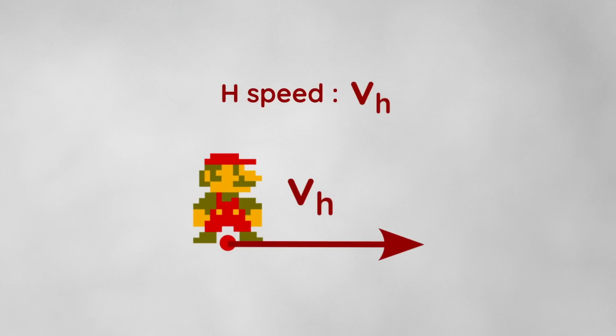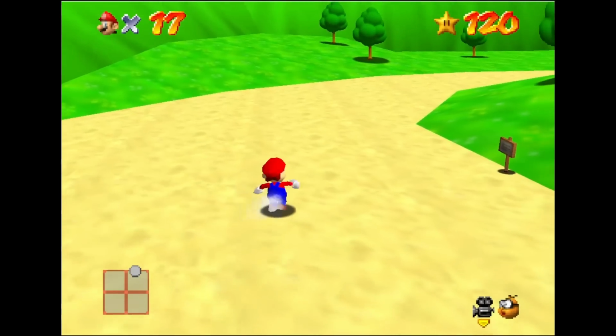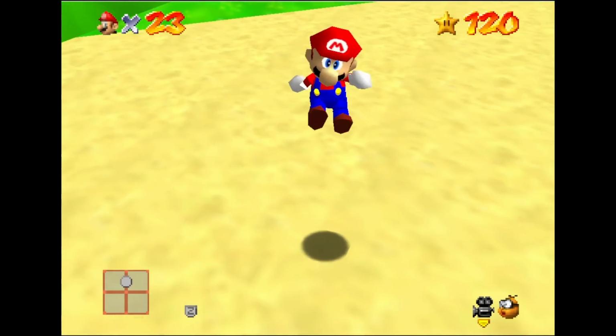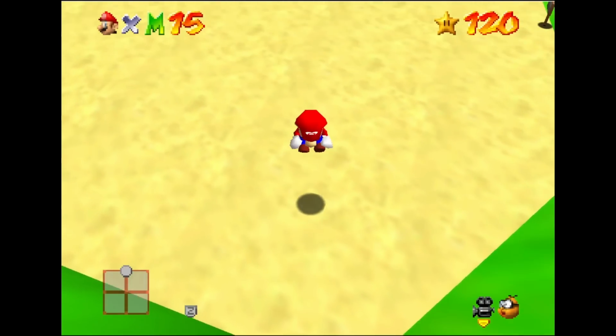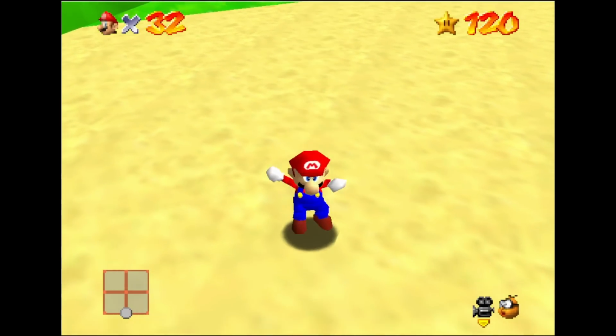Our X and Z velocities are not set directly. First, our combined horizontal speed is set. This h speed will become the most important variable in our analysis and we'll denote it as VH. A positive h speed means Mario's moving forward and a negative h speed means he's moving backwards. This h speed is so important that I'll use the Usamune practice ROM to replace Mario's life counter with his h speed, so it will always be visible in all footage I show you from now on.